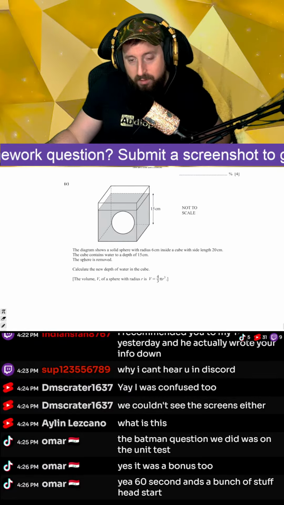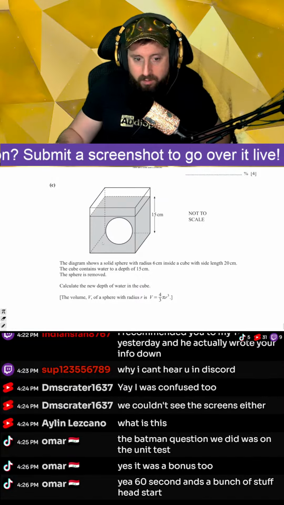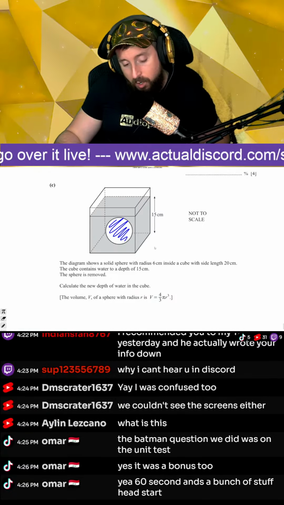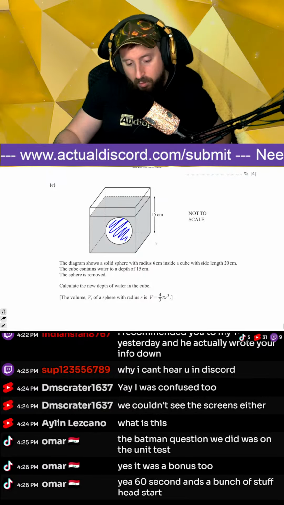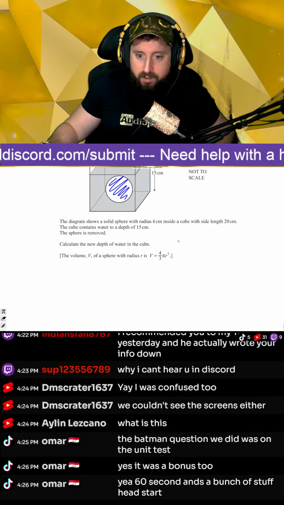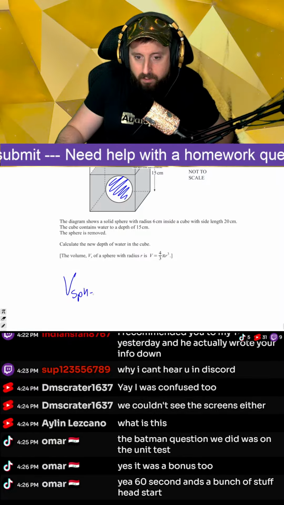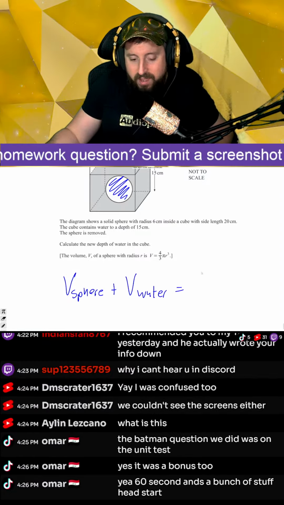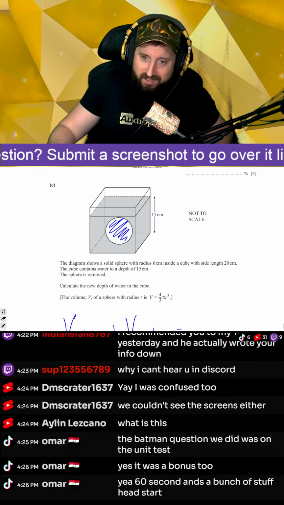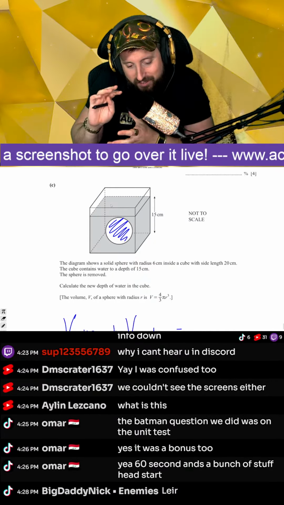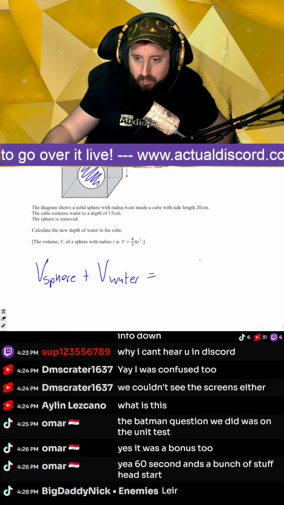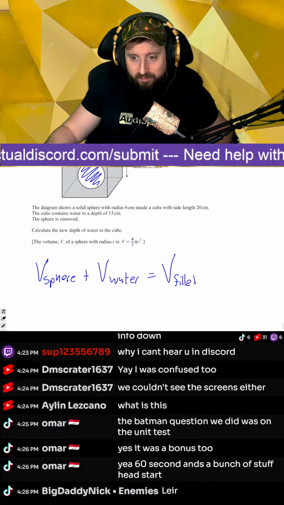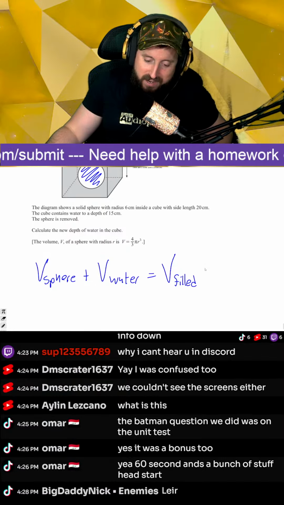Yeah, okay. So, here's the key concept here, Jaden. The sphere is taking up volume, right? So what we can say is that the volume of the sphere plus the volume of the water equals the volume of the filled cube. But the cube isn't fully filled, right? So it's really a rectangular prism.